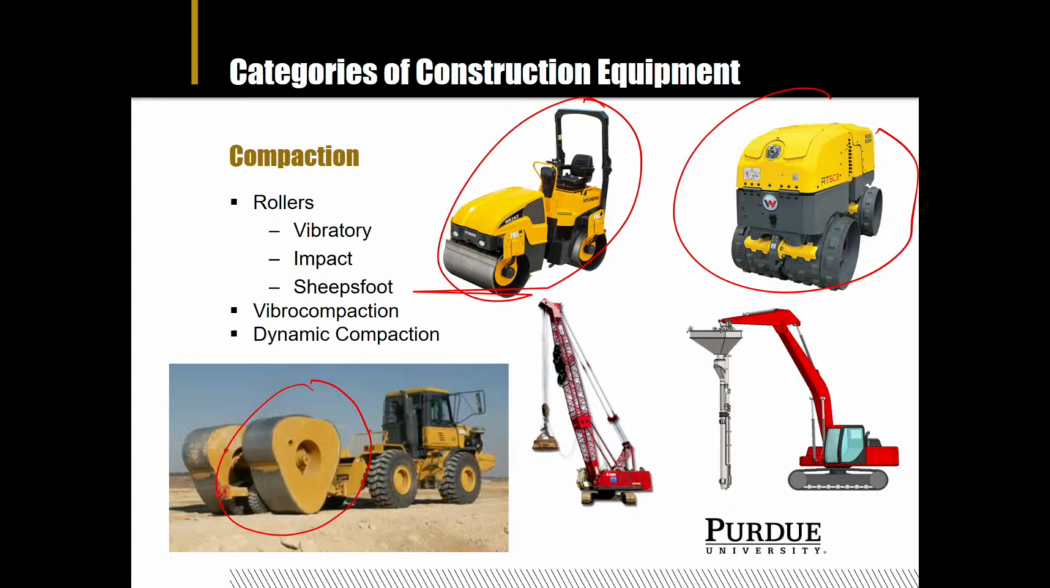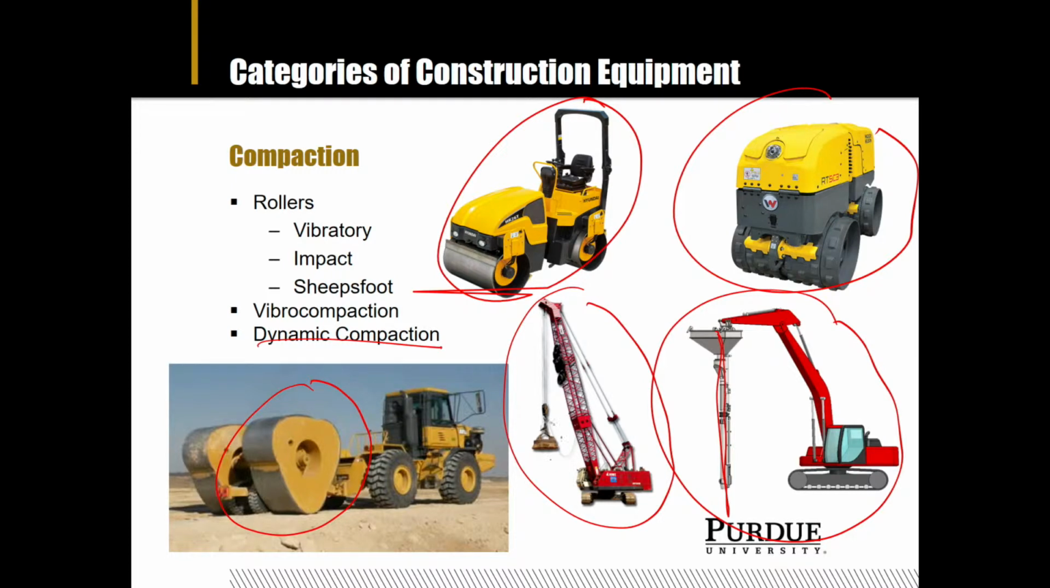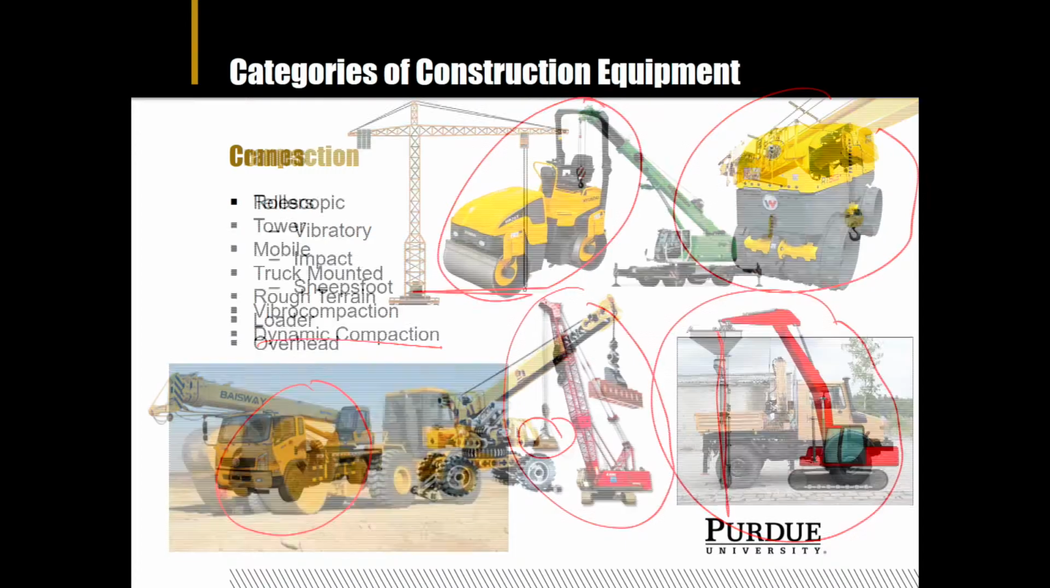You have your vibrocompaction, which is right here. This thing goes into the ground and it vibrates. And then you also have your dynamic compaction, which is this device right here, and this little weight you lift up and then you drop down. And you do that over and over again until you reach the compaction that you need.